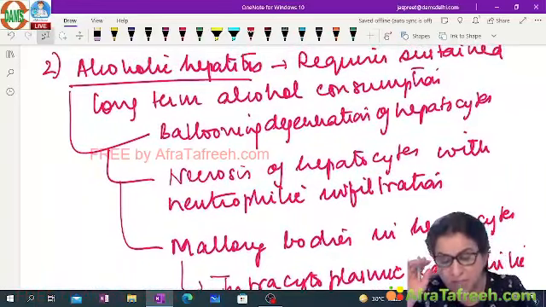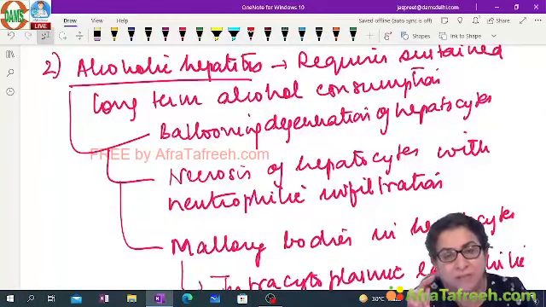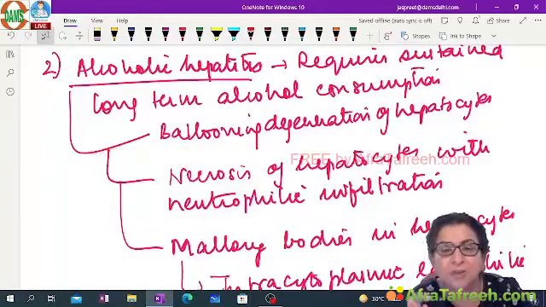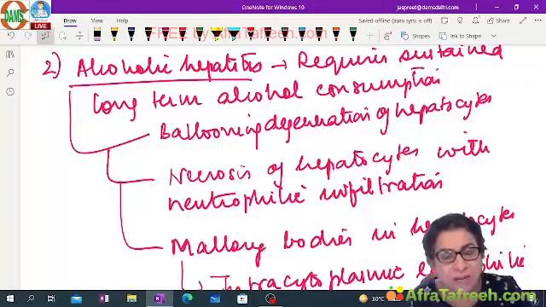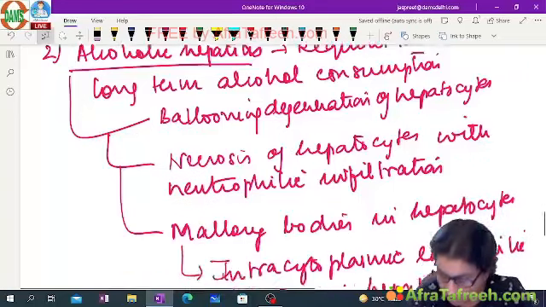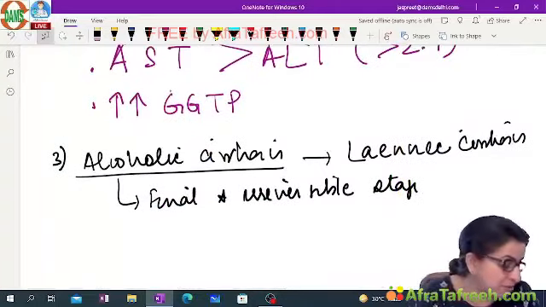This is reversible till fibrosis appears. Once fibrosis appears, then it is not reversible. So alcoholic hepatitis is reversible till no fibrosis is there in the liver. Once fibrosis starts, then it will go towards cirrhosis. And cirrhosis definitely is the final and irreversible stage.